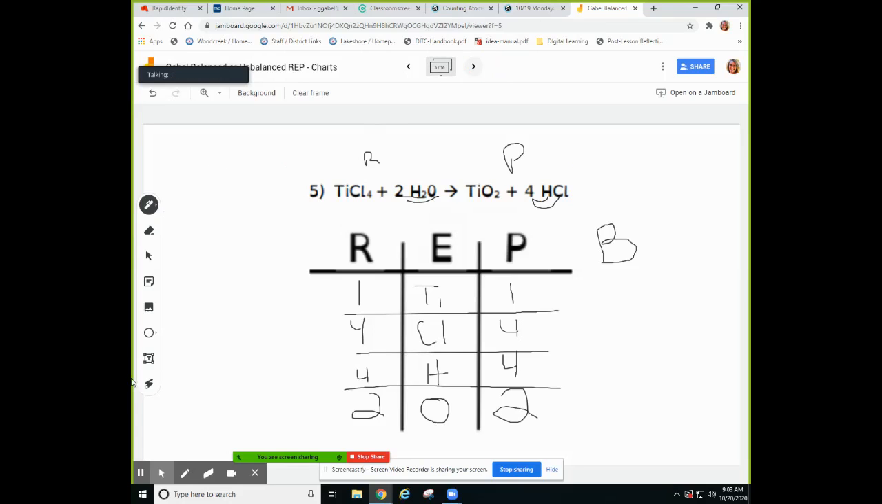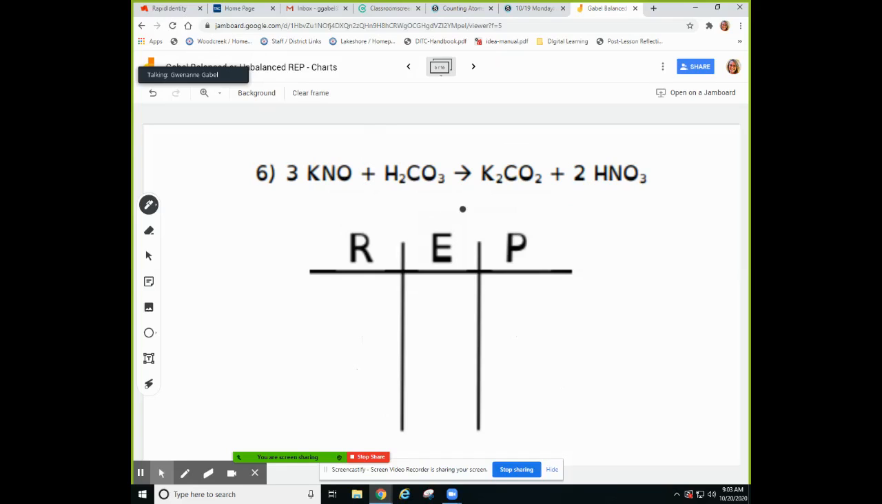I'm going to do another example. Okay, I'm going to just write my elements first. I have K, capital K, which is potassium. I have an N for nitrogen. I have an O. I have an H. And I have a C. Notice, guys, that I know that there's an oxygen here and an oxygen here. I don't write it 2 times. I only write it once.